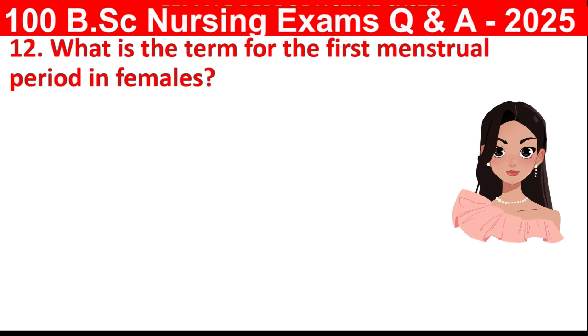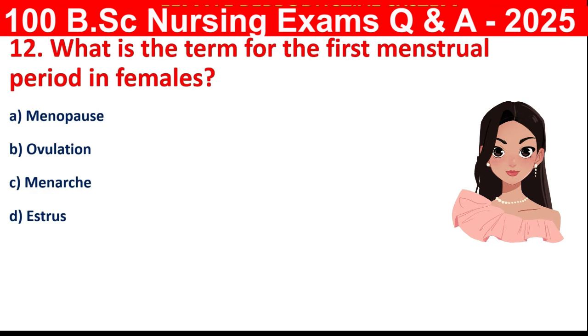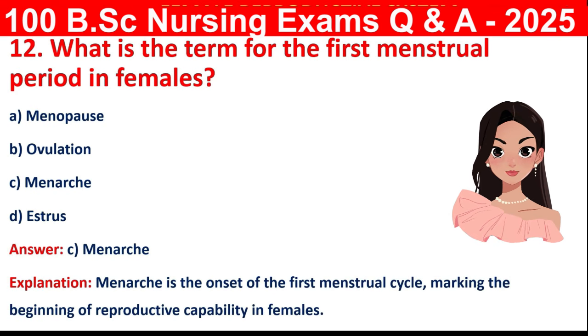Question number 12. What is the term for the first menstrual period in females? Your options are menopause, ovulation, menarche, or estrus. The correct answer is C, that is menarche. Menarche is the onset of the first menstrual cycle, marking the beginning of reproductive capability in females.